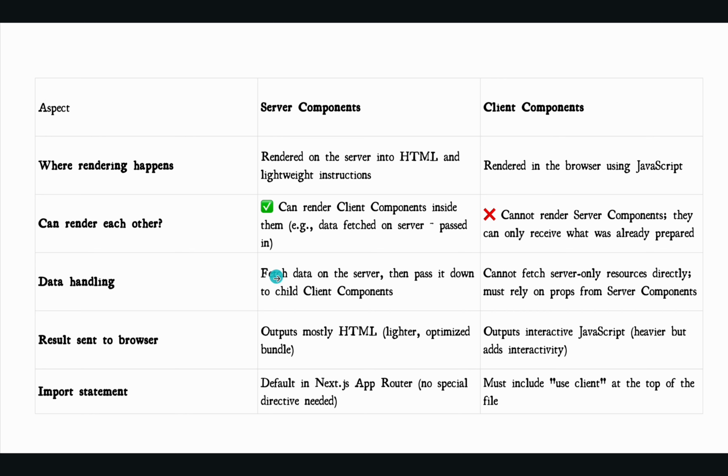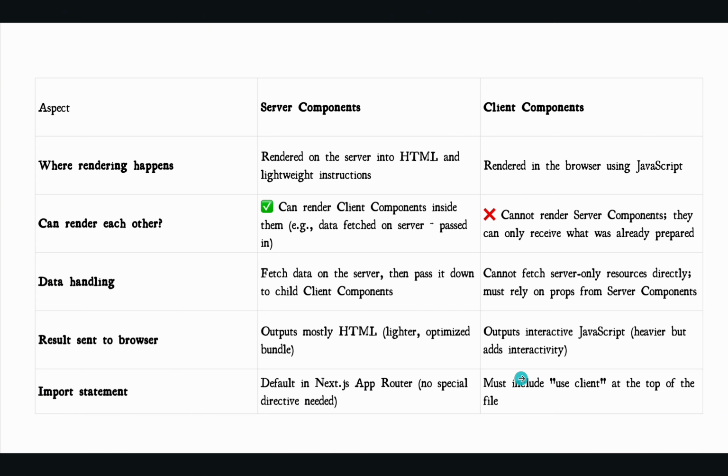Data handling. With server components, we can fetch data on the server, pass it down to the child client components, and then client components cannot fetch server-only resources directly. They must rely on props from server components. Results sent to the browser: server components output mostly HTML, while client components output interactive JavaScript. Then import statements, which is what I want us to pay attention to. So by default, server components are the default in the Next.js app router, right? No special directives needed. While for client components, we must include the use client at the top of the file.